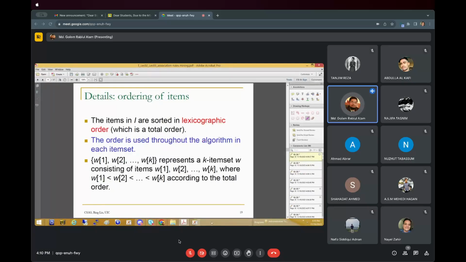So here it is mentioned, maybe we can say we have one subset of a k item set, and this is the subset w1, w2, up to wk. That means if we consider k equal 5, then in this item set there will be 5 elements. So on that item set, these will be our elements, and we have to maintain the order, W1 and then W2 up to Wk, according to lexicographic order.